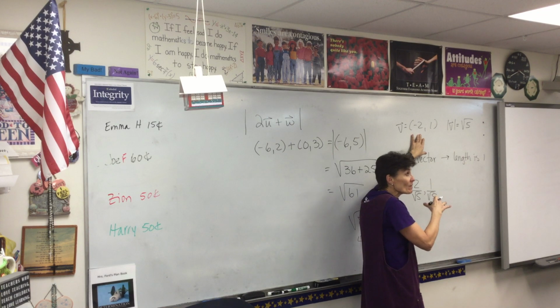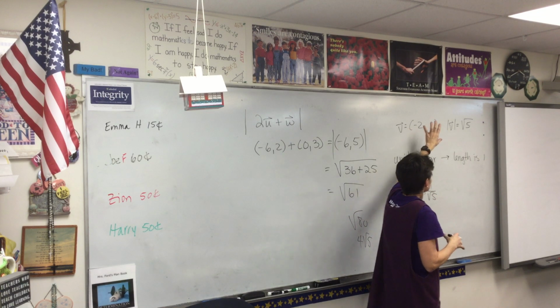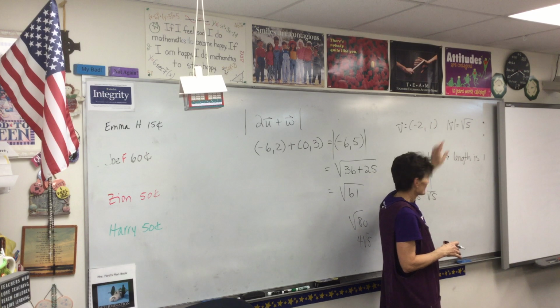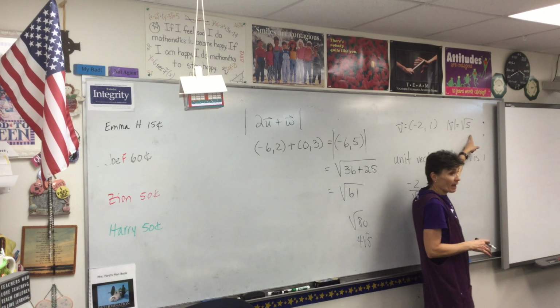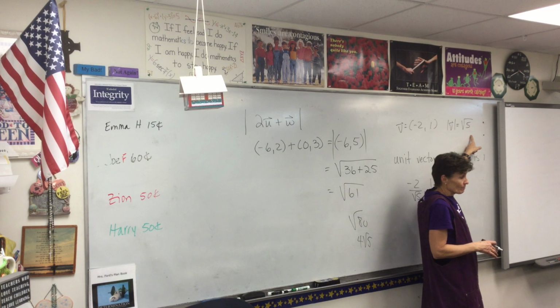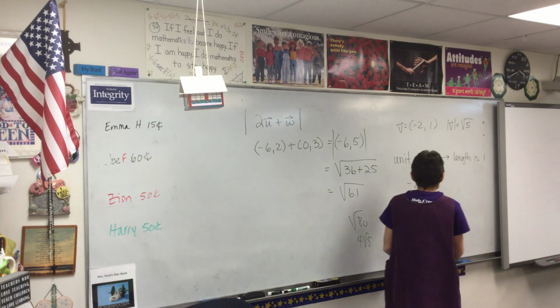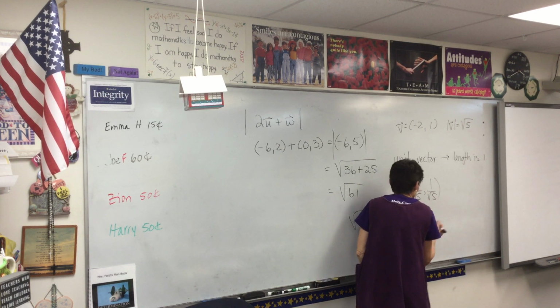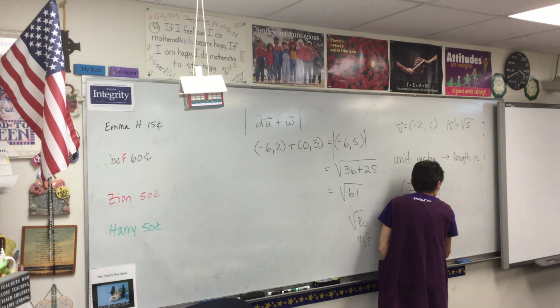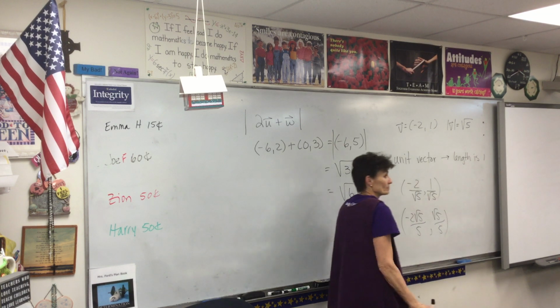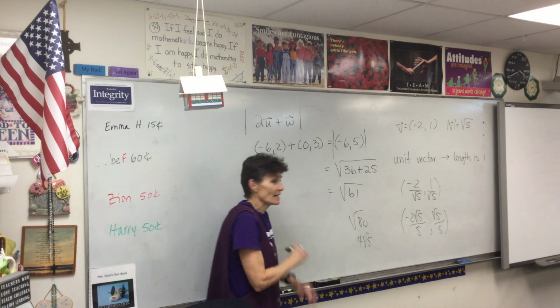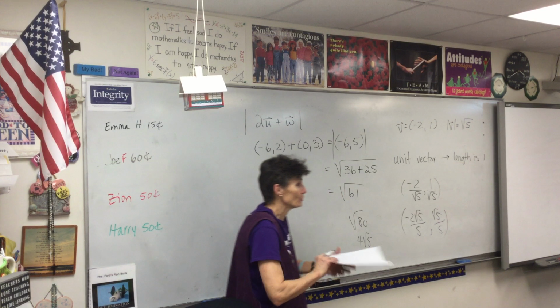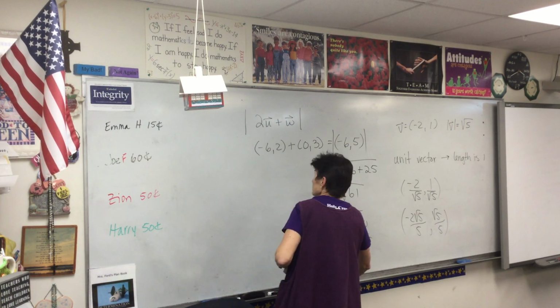So how do we find a unit vector? We just take our original and divide each piece by its magnitude. Okay? So what's my final answer? Remember how we do this? Negative 2 root 5 over 5 and root 5 over 5. That's it. That's all there is to it. It's as easy as can be.